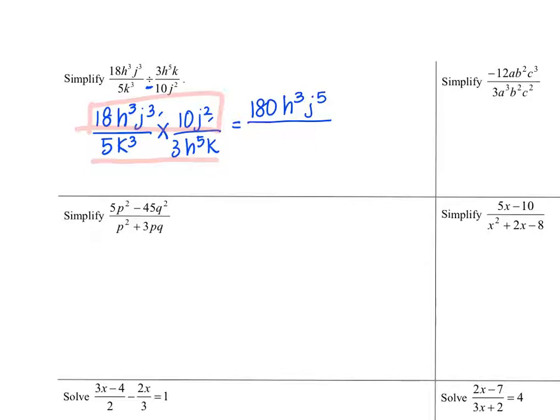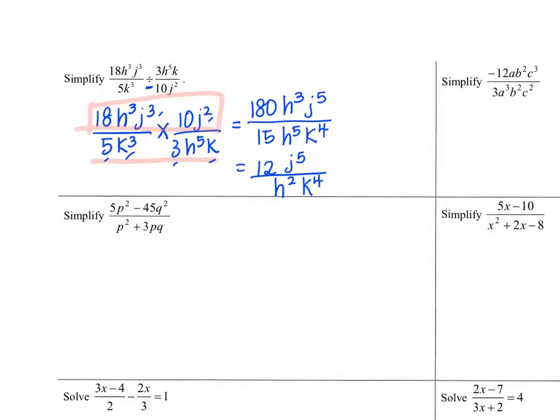Okay, for the denominator, 5 times 3, 15, h⁵, then k cubed times k to the power of 4. Now let's see, is there anything that I can simplify? I can simplify 180 over 15. That will give me 12. H cubed over h⁵ will give me h squared. J, nothing to cancel. K to the power of 4. So have you gotten the answer?